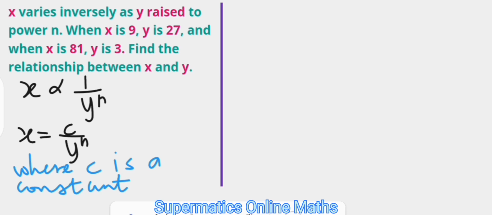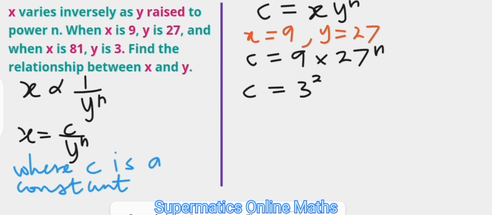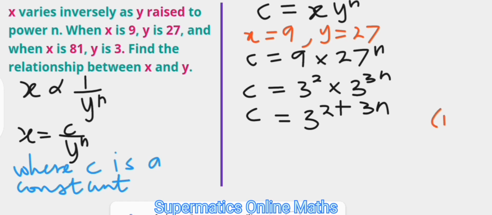Making c, the constant, the subject of the formula of the relation, we have c equal to x times y raised to power n, and we are given that x is 9 when y is 27. These values we substitute to have our constant be 9 times 27 to the power of n, written as c equals 3 raised to power 2 times 3 raised to power 3n, and combined as 3 raised to power 2 plus 3n, designated as equation 1.